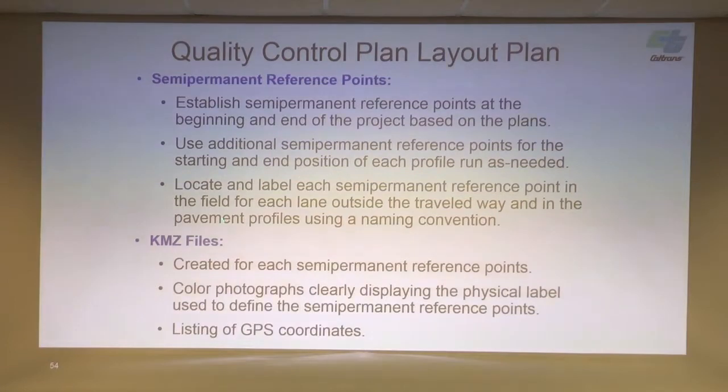Okay, there's a requirement for locating and how these semi-permanent reference points are labeled in the field. We have a standard naming convention that they should be following in the spec. If you walk up and you see a semi-permanent reference point on the shoulder, you should be able to look at it and say that's at this station, and the station's increasing or decreasing. You can basically start your inertial profiler at that point and initialize your profiler using that station.